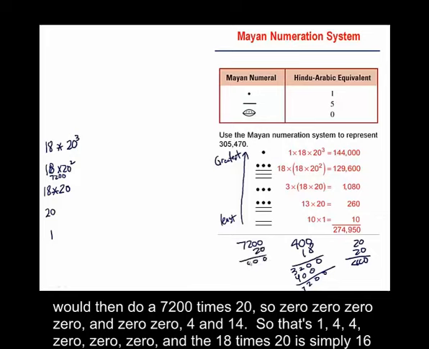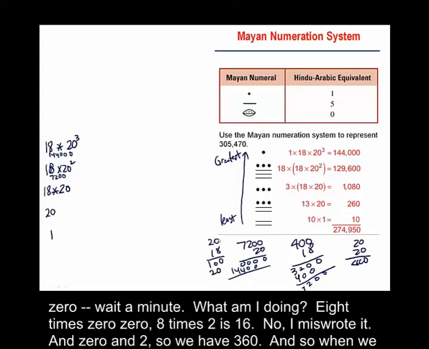So that's 0, 0, 0, 0, and 0, 0, 4, and 14. So that's 144,000, and the 18 times 20 is simply 16, 0. Wait a minute, what am I doing? 8 times 0 is 0, 8 times 2 is 16. Now that's, I miswrote it. And then 0 and 2, so we have 360.